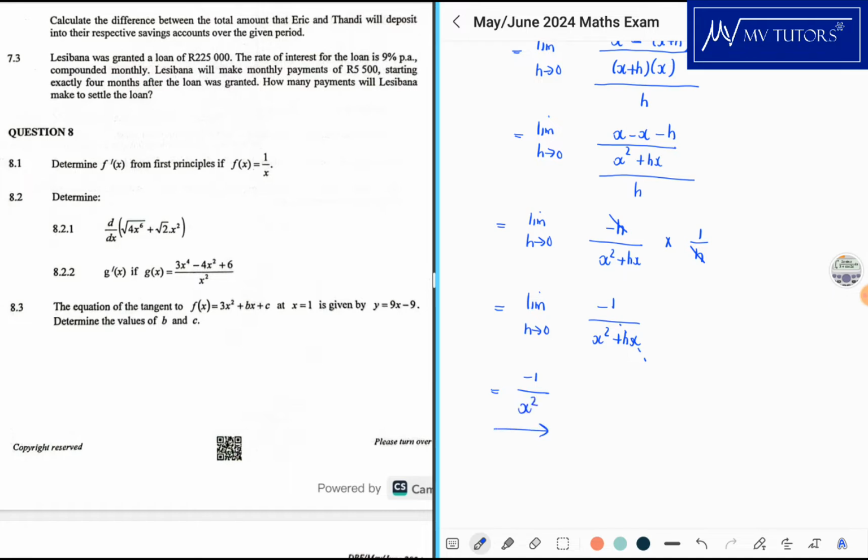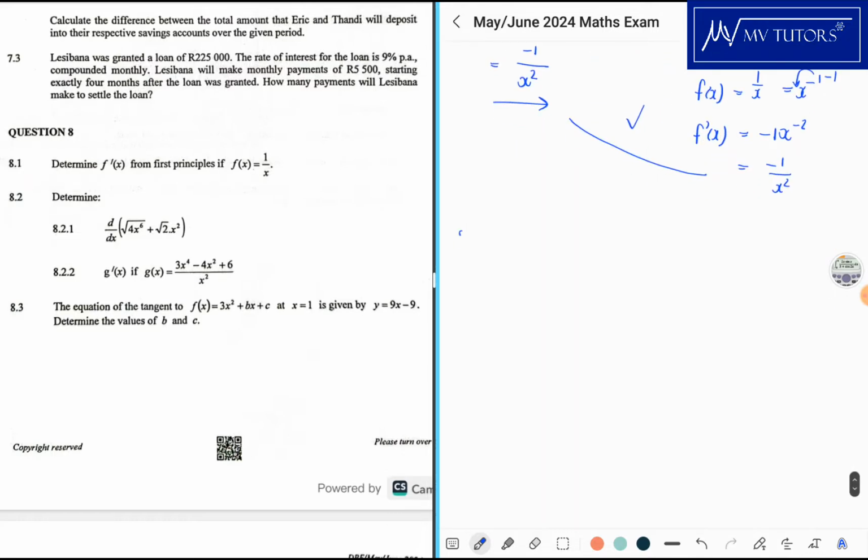What I normally do, I like checking it by using the power rule. So remember they said f of x is equal to 1 over x. 1 over x can be written as x to the power negative 1. If I get the derivative using the power rule, I'm going to say negative 1 times 1 is just negative 1, and then for x, I'm going to subtract 1 there, so I have negative 2. If I write it like this, I get the same answer. So I'm confident in my answer ultimately.